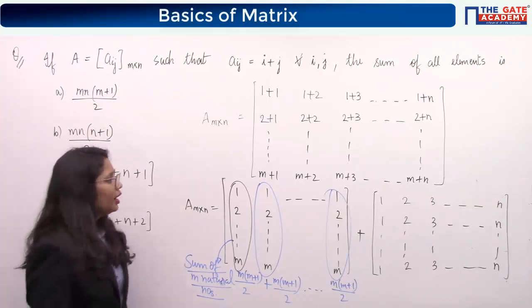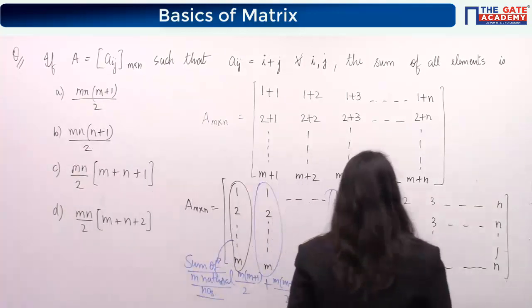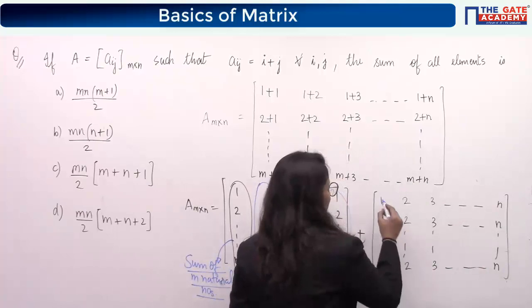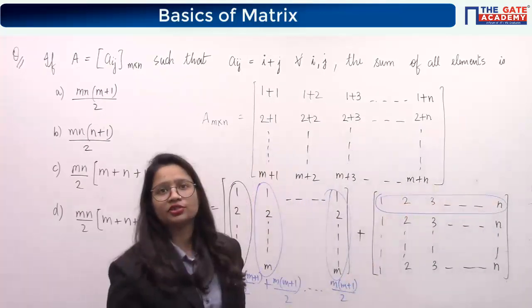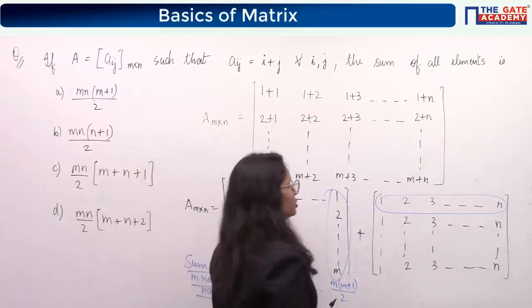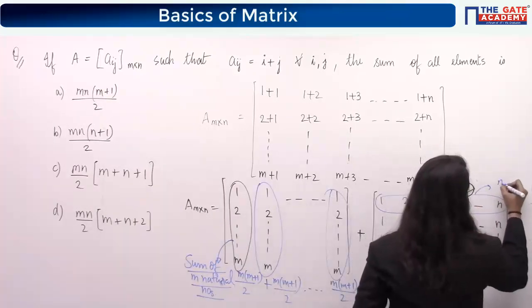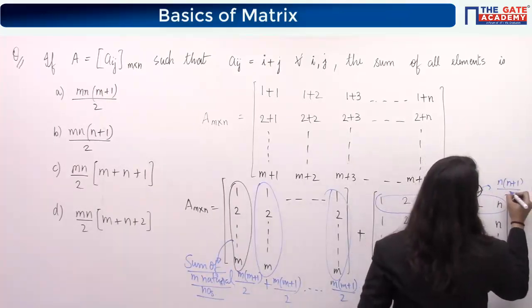Yes, very good. Now here if I add up all these quantities, then you can see that row 1 is the sum of all natural numbers up to n. So I can write this sum is n into n plus 1 by 2.